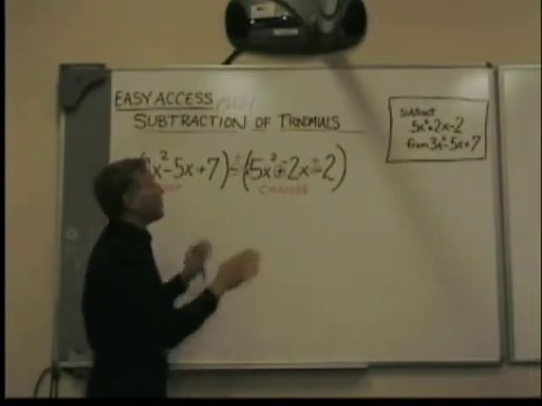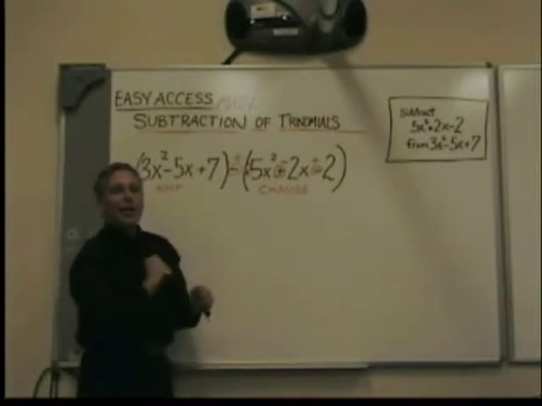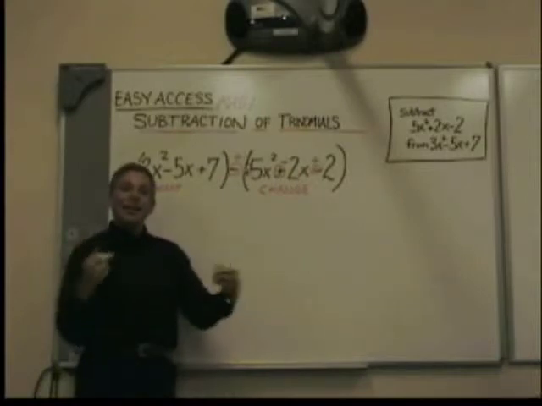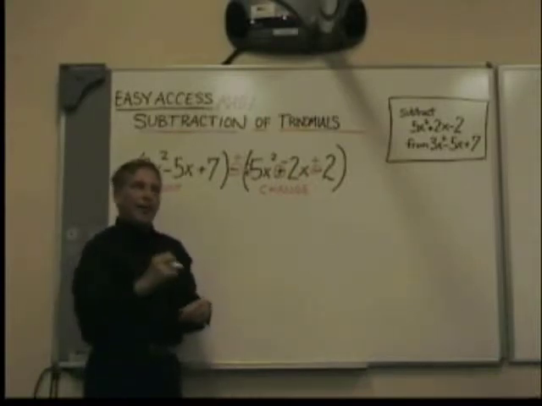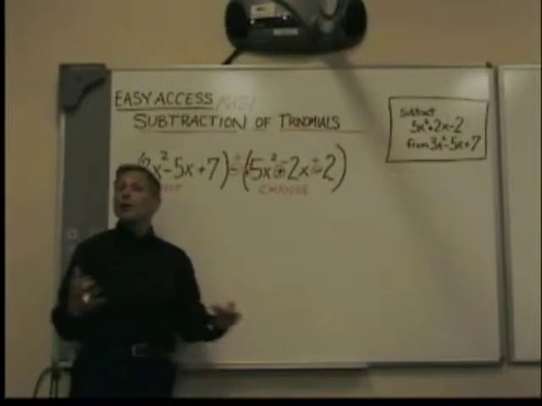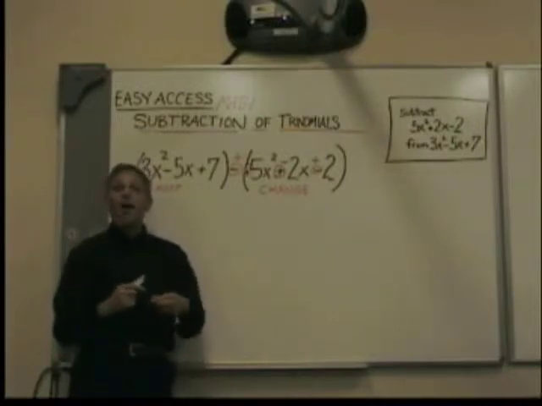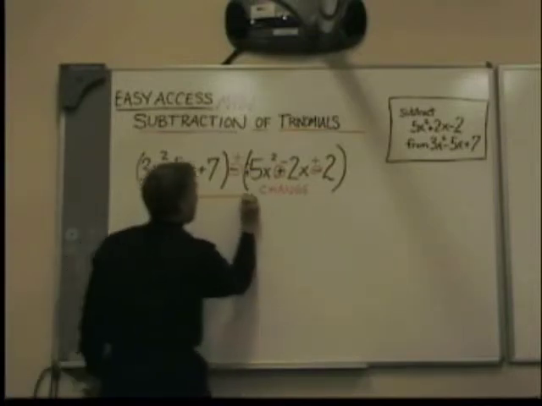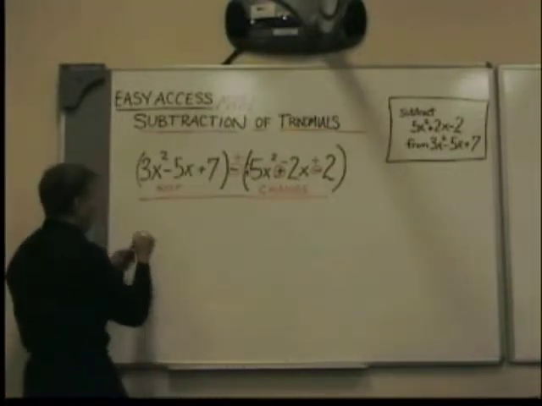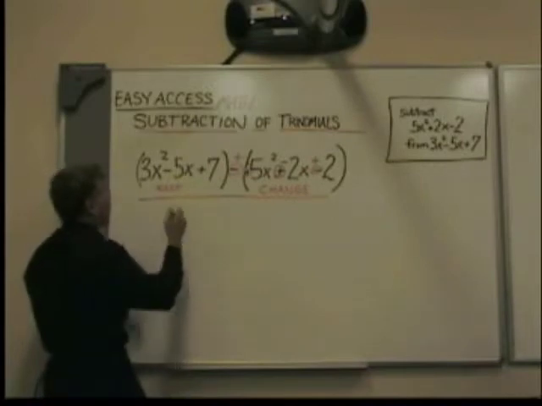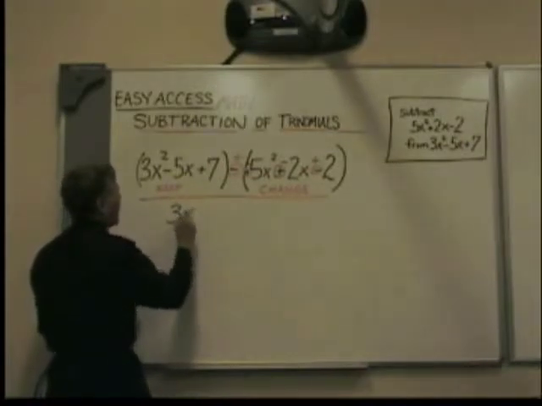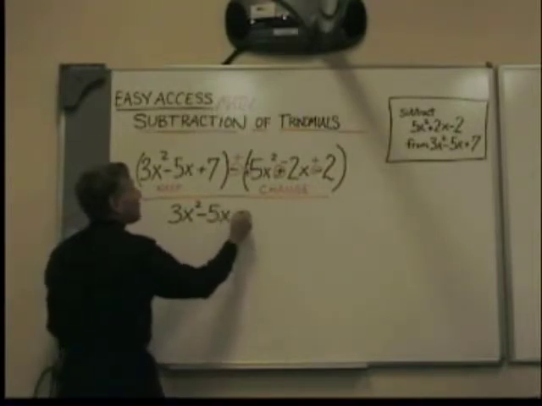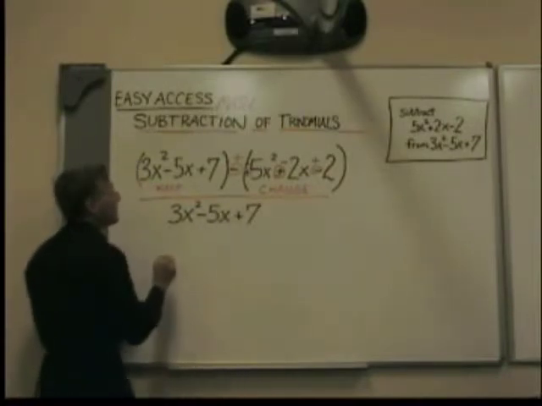At this point, you line them up. Line up like terms and follow the rules of addition of signed numbers. And there are some great videos on YouTube, including ours, on addition of signed numbers. So, let me line them up. I'm going to rewrite them. I have 3x squared minus 5x plus 7.